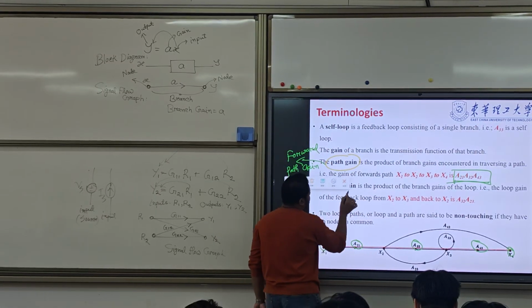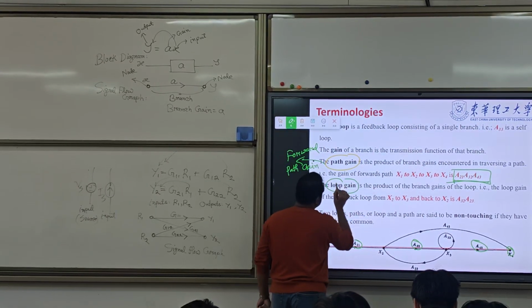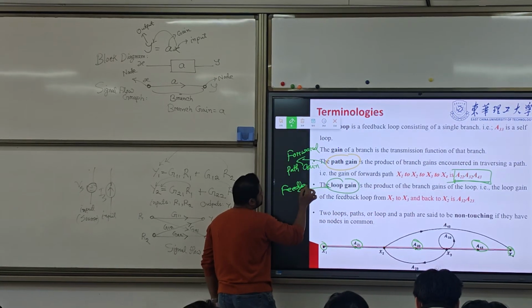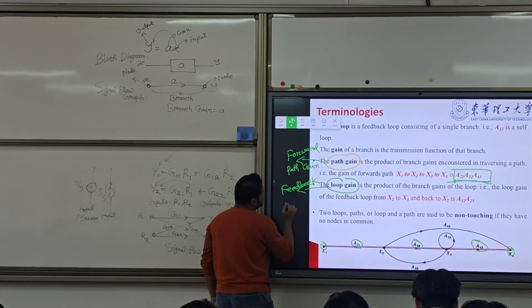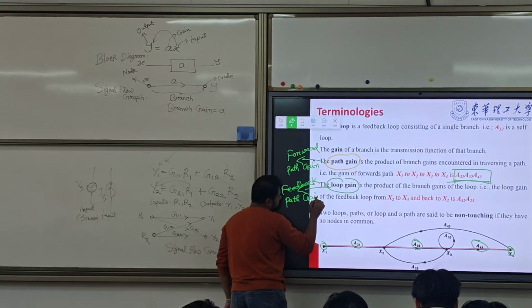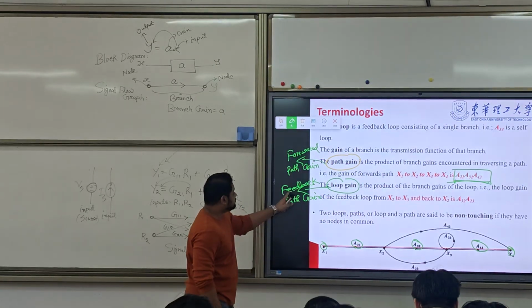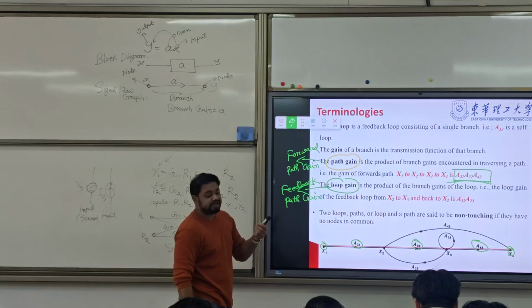Second, the loop gain. What is the loop gain? Feedback path gain. This is path gain, we call it forward path gain, and feedback, that is called the loop gain.